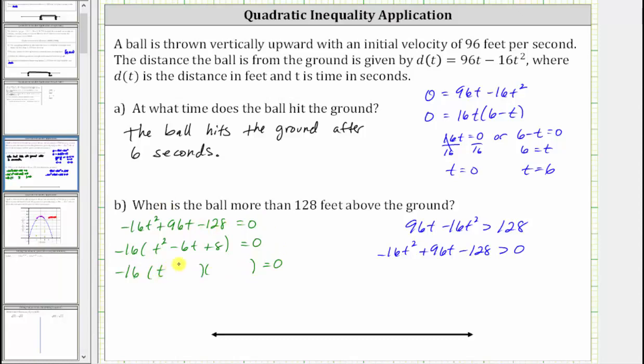The greatest common factor on the left is 16, but let's factor out negative 16 so that the t squared term is positive. If we factor negative 16 from the left, we have negative 16 times the quantity t squared minus 6t plus 8. And this does factor further. t squared is equal to t times t. The factors of positive 8 that add to negative 6 are negative 2 and negative 4. So we have t minus 2 and t minus 4.